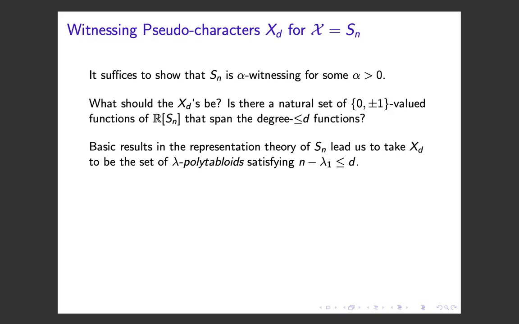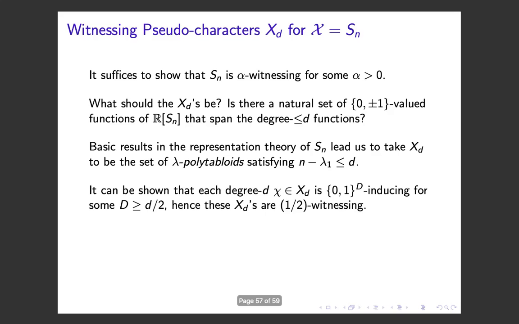So representation theory is guiding us to these X_D's being these families of lambda polytabloids. And if you roll up your sleeves, you can show that each of these degree D lambda polytabloids is in fact D' hypercube inducing for some D' greater than D over 2. So here alpha is equal to 1/2. And hence these X_D's are in fact alpha witnessing.